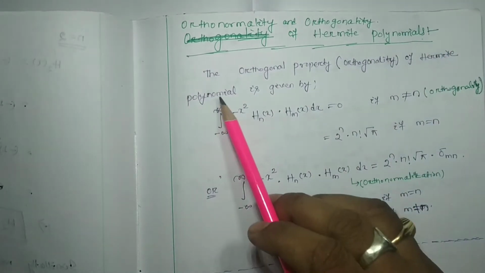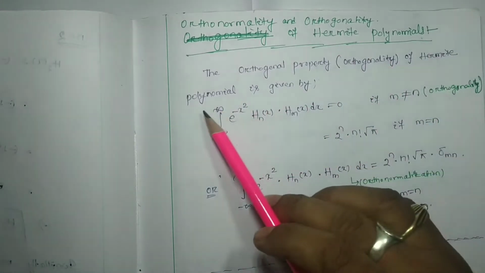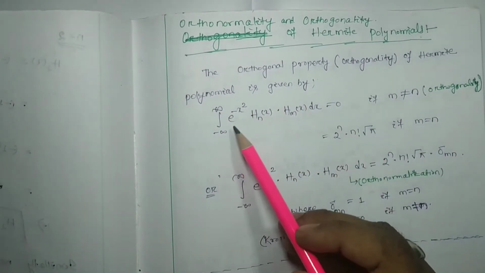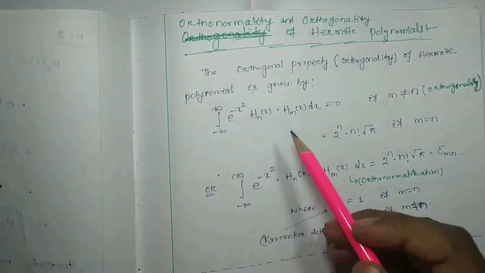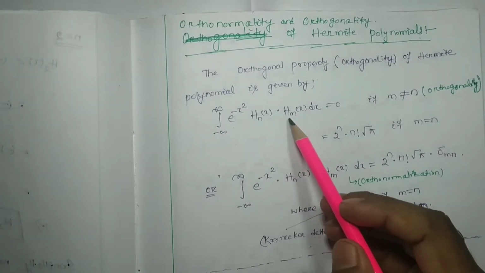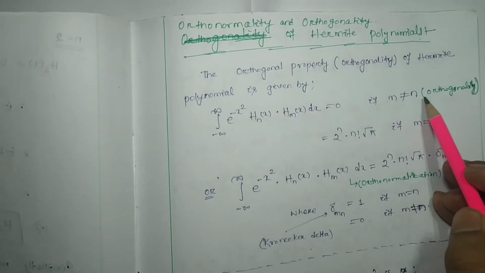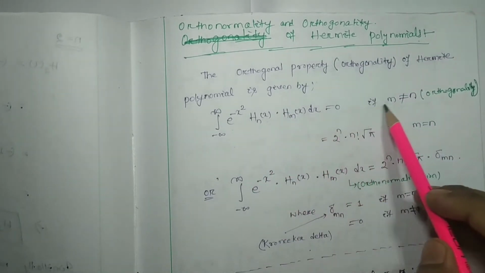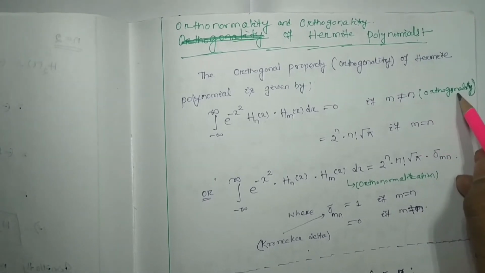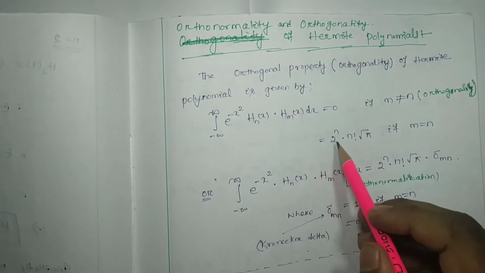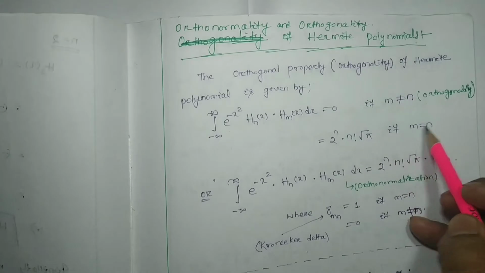The orthogonal property, or orthogonality of Hermite polynomial, is given by the integral from minus infinity to plus infinity of e to the power minus x square, H_n(x) into H_m(x) dx, equal to 0 if m not equal to n. So this equation is called the orthogonality condition or orthogonality property, and it is equal to 2 to the power n into n factorial into root pi if m equal to n.